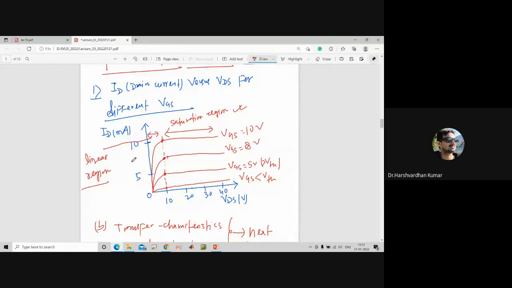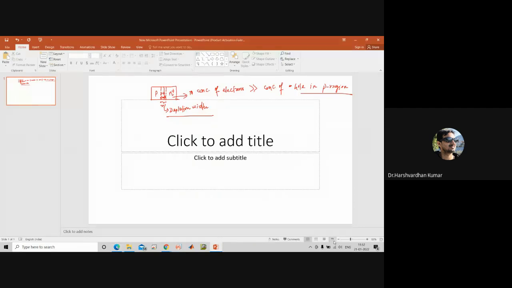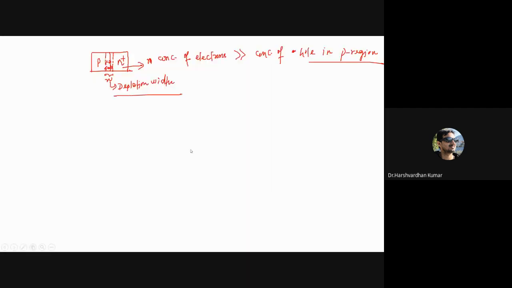However, what is happening in the linear region? In the linear region, the resistance is varying, right? However, in the saturation region, the resistance is constant here. If you do not recall, what is the formula to calculate the resistance? Just apply V by I, right? The ratio of voltage to current.